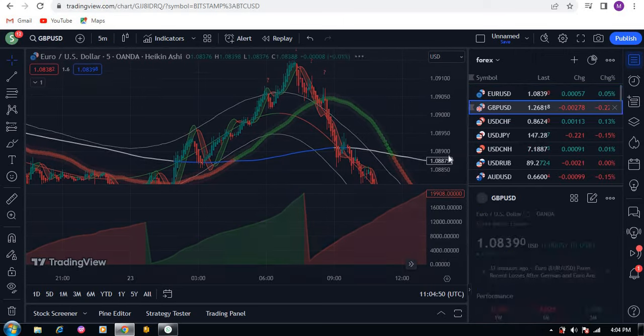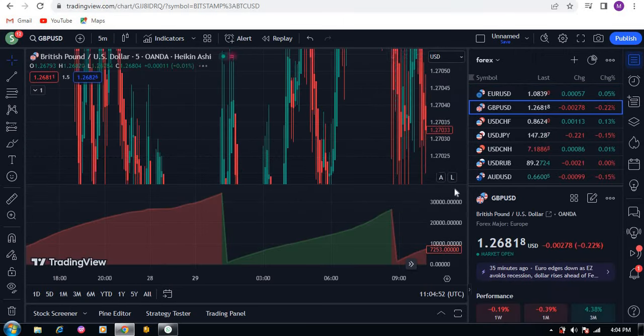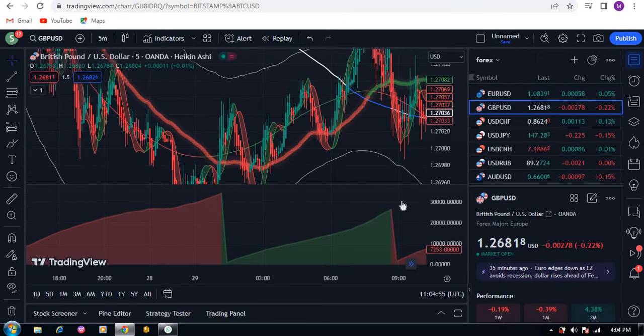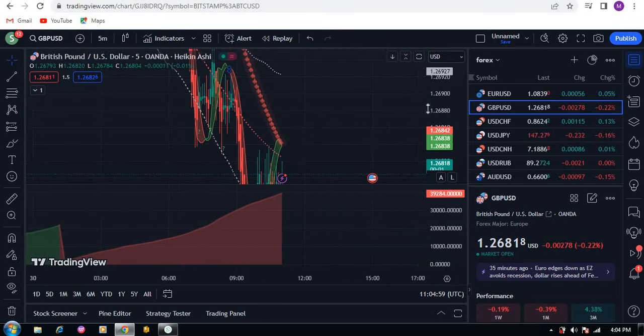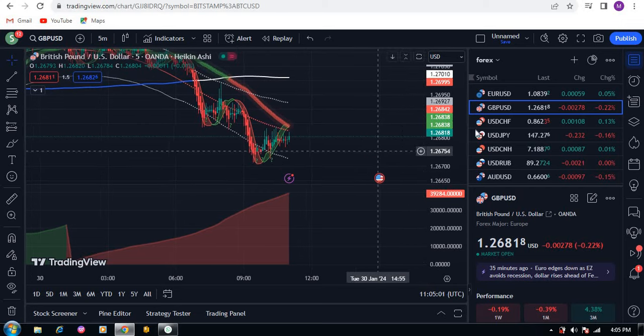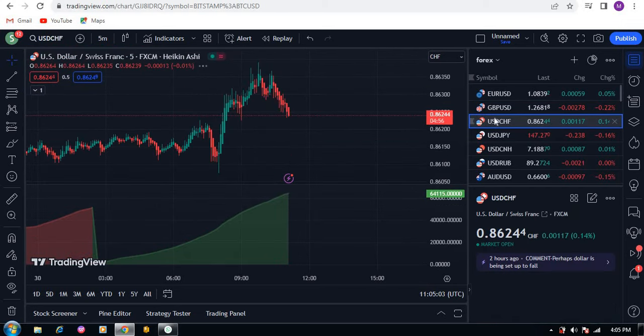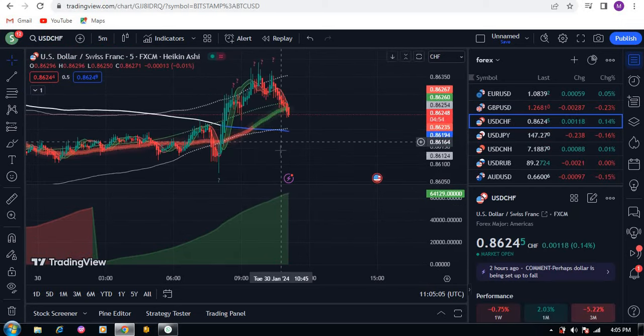Now we will watch for a live demo. Hopefully we will get a signal. We will wait for our demo. Wait, and this is the buy signal, and yes, we will definitely get the signal here. Okay, we will wait for our signal here.